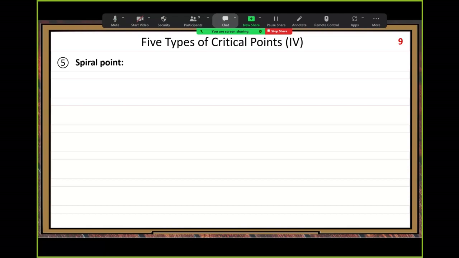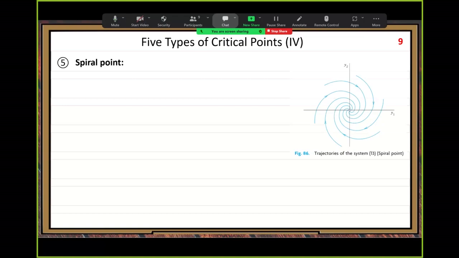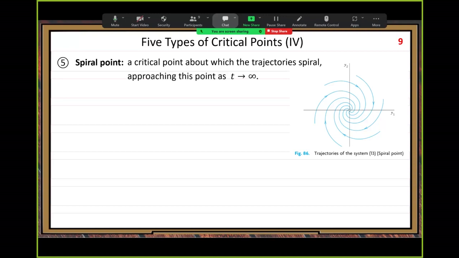So let's look at the shape. From the name, you can see the spiral shape. Let's look at the description: a critical point about which the trajectory spirals, approaching this point as t goes to infinity.